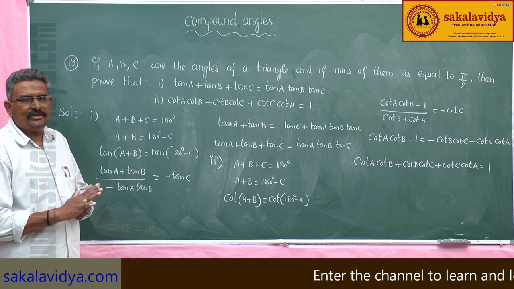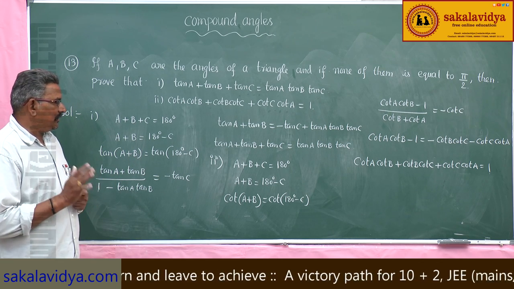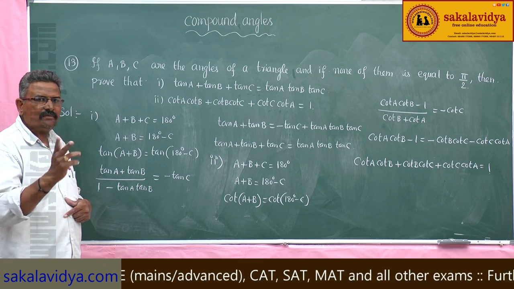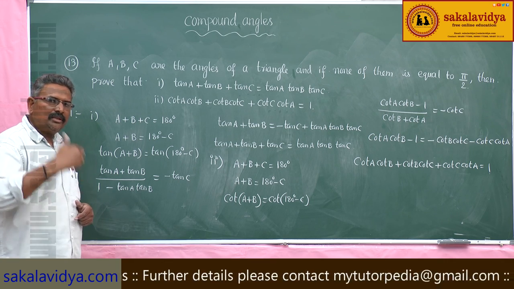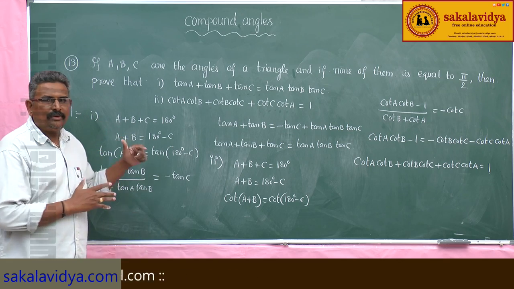See, if A plus B plus C is equal to 180 degrees, then tan A plus tan B plus tan C is equal to tan A tan B tan C, and cot A cot B plus cot B cot C plus cot C cot A is equal to 1. These two results are very, very important for competitive entrance examinations. For other problems also they are very, very important. It had better to remember as the results.